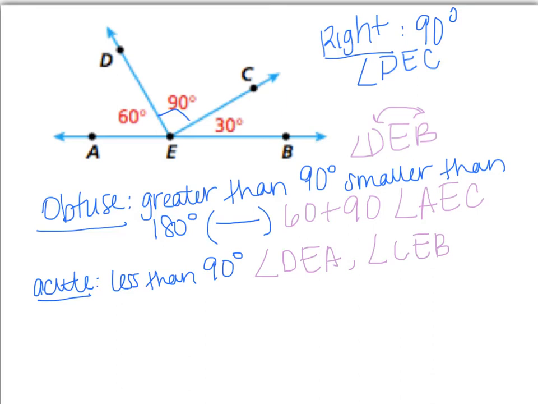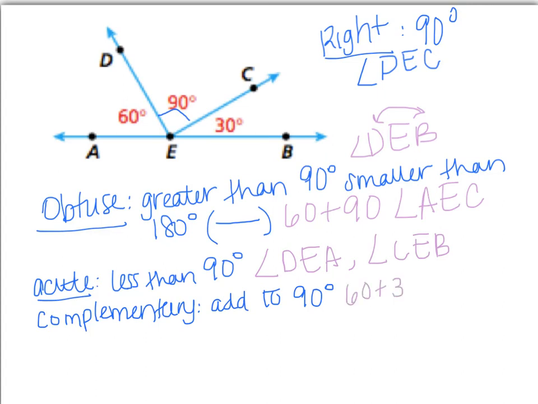Alright, another one that we need to talk about is complementary. And complementary angles add up to 90 degrees, which kind of goes nice with what we just talked about with the acute angles. Those 2 angles that we just looked at, if you notice, 60 plus 30 equals 90. So 2 complementary angles, you're always going to give 2, are the same as the ones we just did. These are going to be angles DEA and angle CEB. Those are our 2 complementary angles.